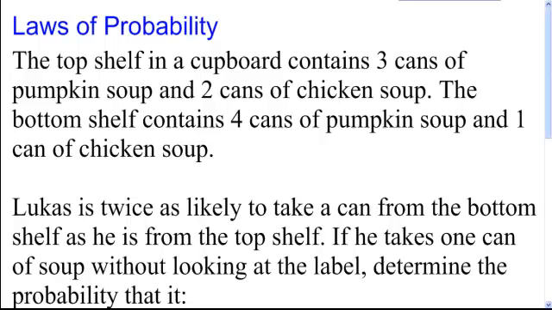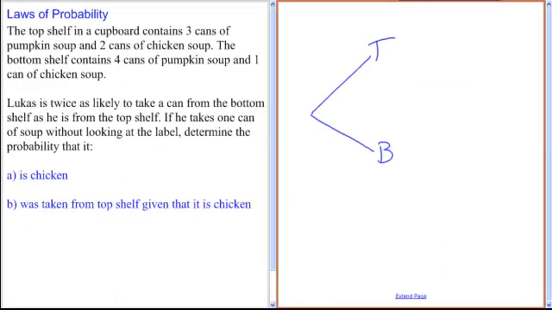Continuing, we're looking at some more probabilities. Again, take a moment to read this. I'm going to give you an opportunity to make a tree diagram, and I'm going to make one as well, keeping in mind one part of your tree diagram is the top shelf of the cupboard, and the other part is going to be the bottom shelf of the cupboard. So for my tree diagram, the top shelf contains 3 cans of pumpkin soup and 2 cans of chicken soup. The bottom has 4 cans of pumpkin soup and 1 can of chicken soup.